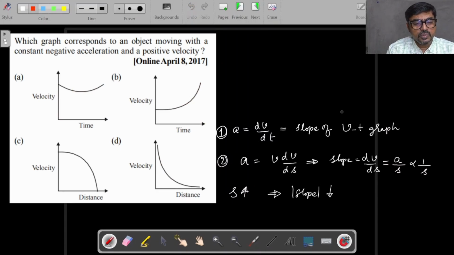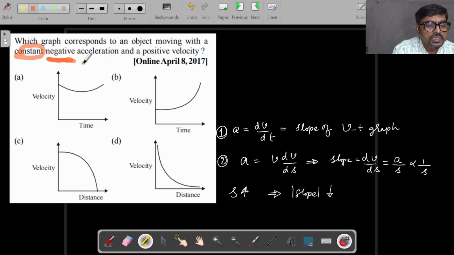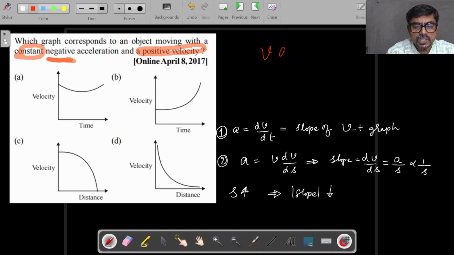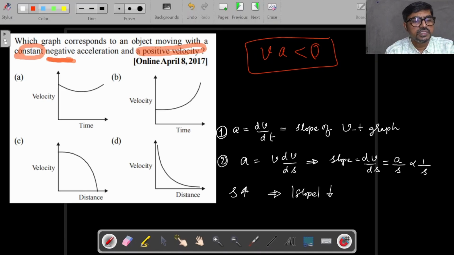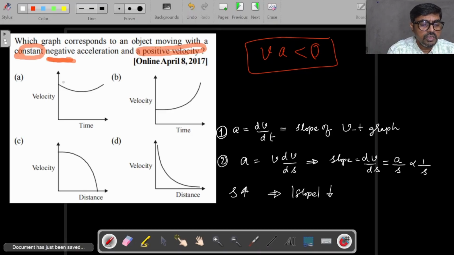Which of the graph corresponds to an object moving with a constant negative velocity? So, you require constant negative acceleration and positive velocity. Velocity has to be positive and acceleration has to be negative. So, you see velocity into acceleration is negative here, right. In 1D motion, whenever you have velocity into acceleration negative, that means it is going to be slowing down. It has to slow down continuously. Whenever acceleration and velocity are opposite to each other, it will always have a retardation. But if you look at the first graph, it is slowing down for some time and after that it is speeding up. So, this cannot be the graph. This graph cannot be what is being represented there.